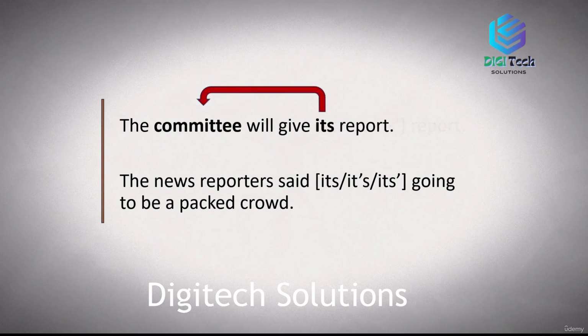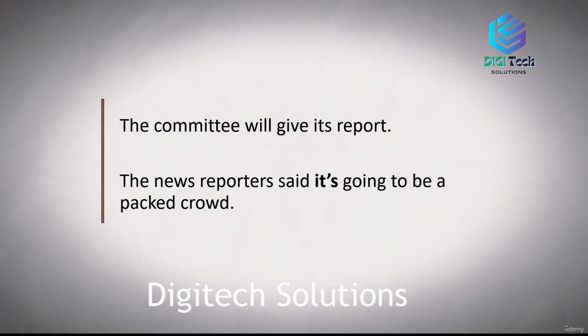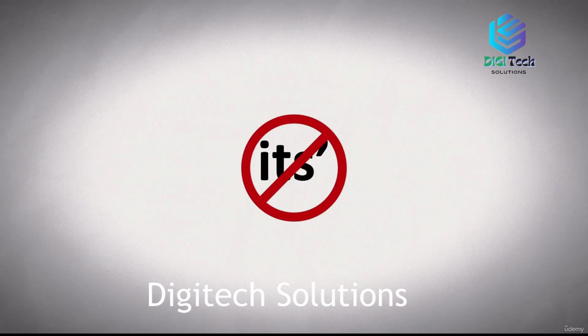The committee will give its report. The report belonging to the committee: possession. The news reporter said it's going to be a packed crowd. Replace it's with it is. Why is its apostrophe not the correct choice in either? For a simple reason: there is no correct use of its apostrophe. So get that out of your choices forever.